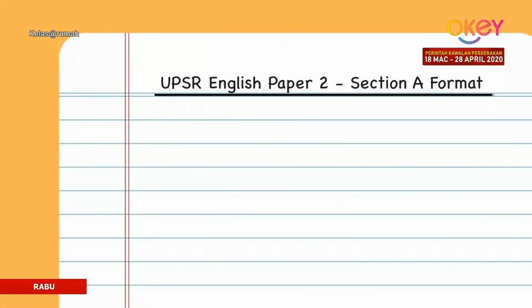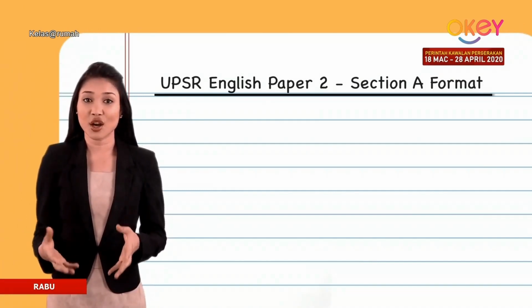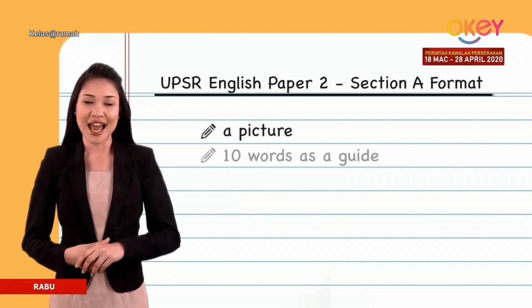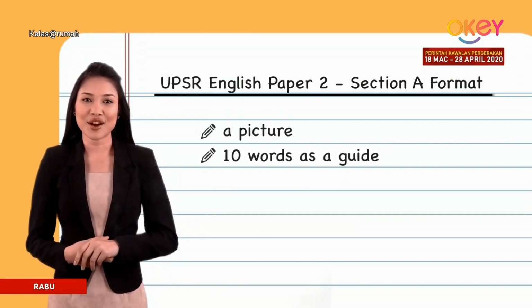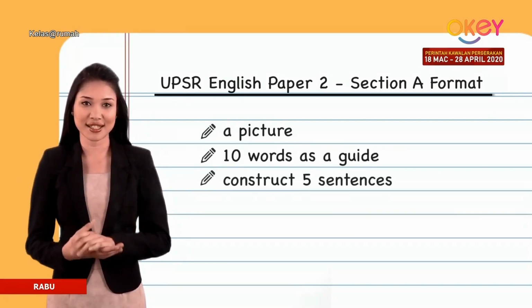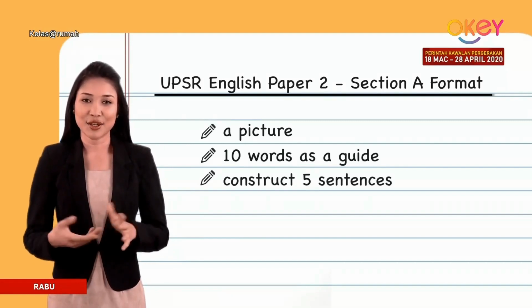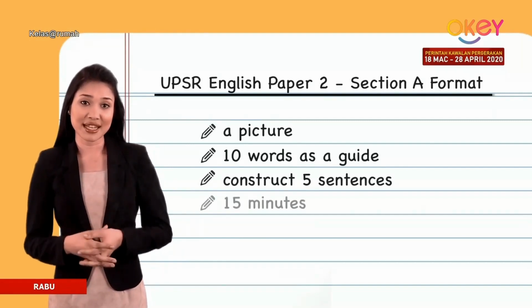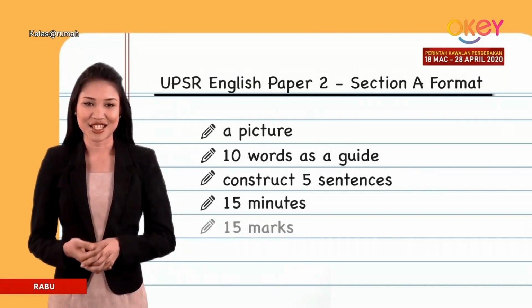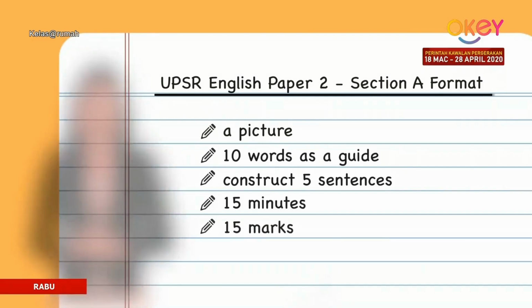UPSR English Paper 2, Section A format. Section A consists of a picture and 10 words as a guide. Pupils are required to construct 5 sentences about the picture. You are advised to spend about 15 minutes on this section. This section carries 15 marks.